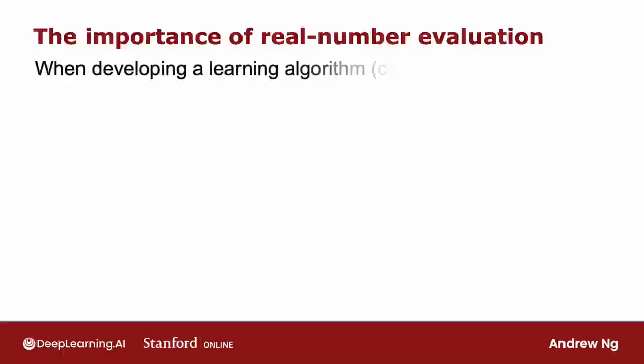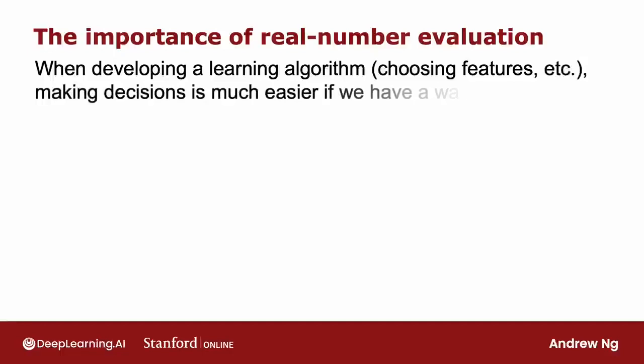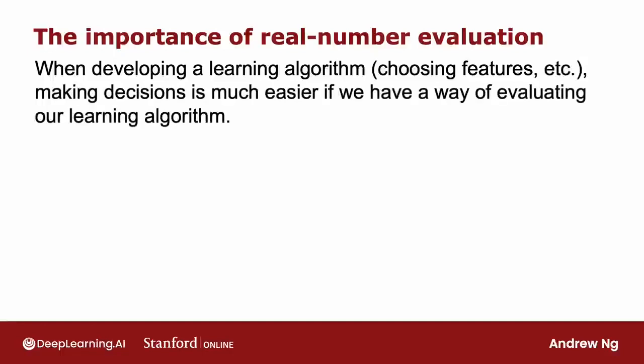When you're developing a learning algorithm, say choosing different features or trying different values of the parameters like epsilon, making decisions about whether or not to change a feature in a certain way or to increase or decrease epsilon or other parameters, making those decisions is much easier if you have a way of evaluating the learning algorithm. This is sometimes called real number evaluation, meaning that if you can quickly change the algorithm in some way, such as change a feature or change a parameter, and have a way of computing a number that tells you if the algorithm got better or worse, then it makes it much easier to decide whether or not to stick with that change to the algorithm.